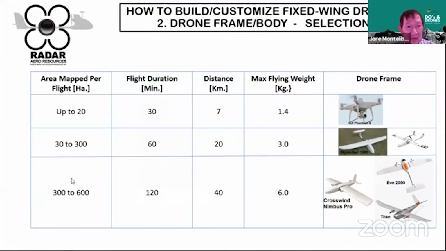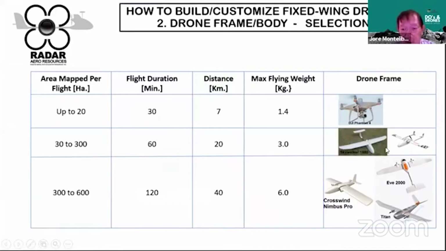Okay, now in this chart, we show here the comparison between the performance of different types of drones. For the multi-copter drones, the most popular ones are the Phantom series of DJI. We see here the area mapped per flight, average area, flight duration. Although the brochures say that they can operate for 30 minutes, actual operation is mostly up to about 25 minutes only. Then they can cover a distance of 7 with still good video coverage, and the maximum flying weight is about 1.4 kilograms. So here you can see the difference.